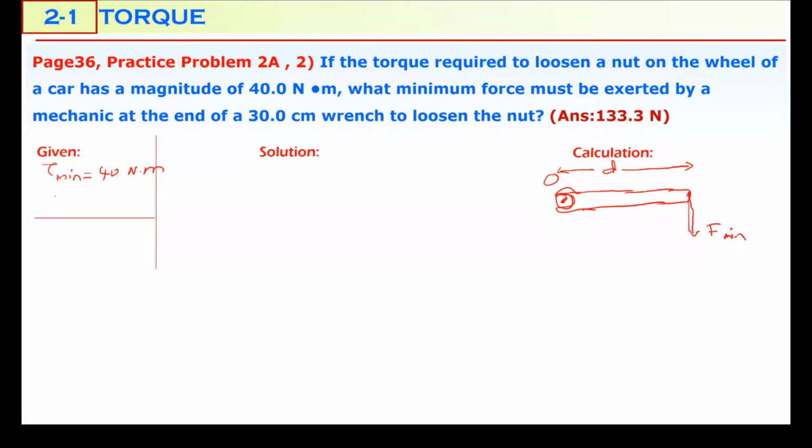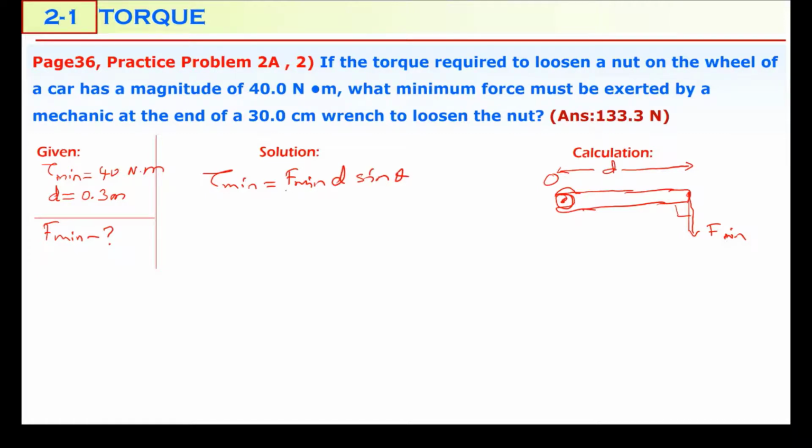So distance is the length of the wrench. It's given as 30 centimeters, or 0.3 meters, is the distance. So calculate the minimum force to loosen that nut. I mean, calculate the minimum amount of force. Of course, you should use the equation for torque. Torque minimum is equal to force minimum multiplied by distance multiplied by sine theta.